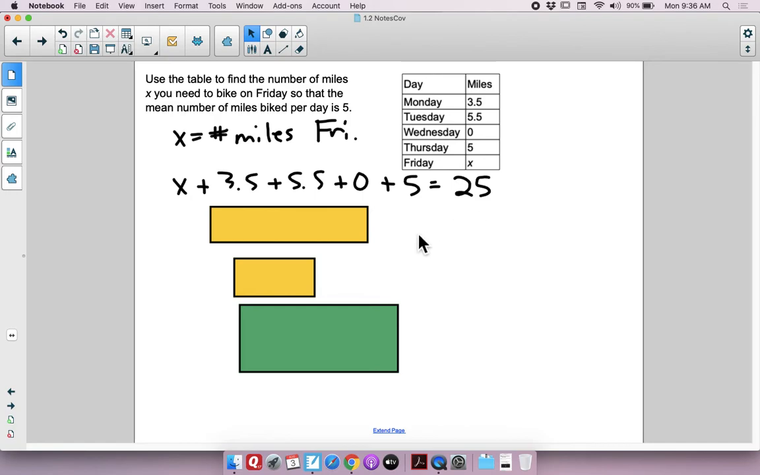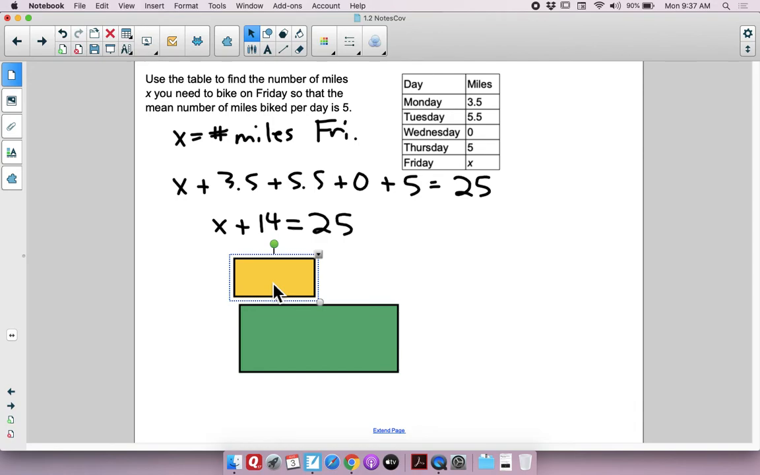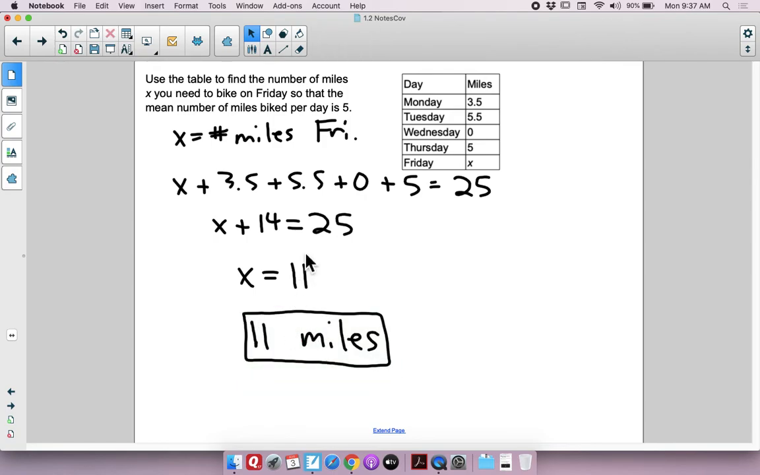There is another way you could have written this out, and that would have been to have all of this written out, have it divided by 5, and that would equal 5, right? Because that would be all the data values divided by the number of values, there's 5 values, equals what we need the mean to be, which is 5. But this is another way of setting it up too. If I set it up this way, combine your like terms, which would be that, and that, to 14. Get that x by itself by subtracting 14 from both sides, and you get 11. So your answer would be 11 miles. No naked numbers here. Okay.